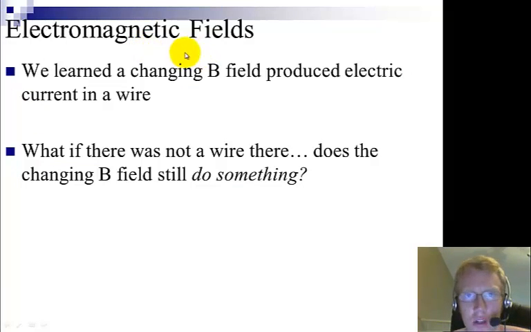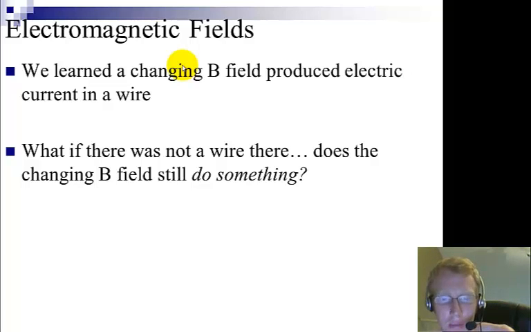So, we learned in the previous couple of chapters that when you have a changing magnetic field, it can produce current in a wire, but you can ask yourself, what's happening in the wire, or what's happening in the physical space around the wire that's causing that current to flow? And would that same effect be happening in that physical space if there wasn't a wire there? Is it something that only happens if there's a wire there, or is it something that's happening in the space regardless of whether the wire's there?